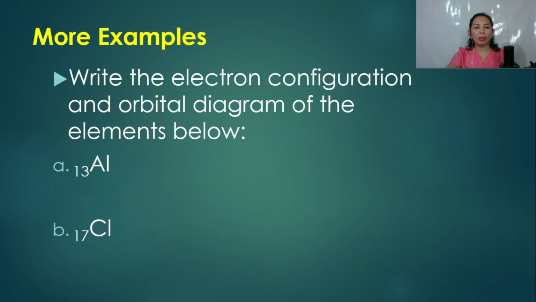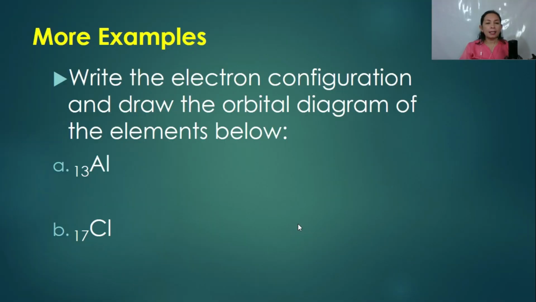Very good. Okay, next. Okay, class, let us try this one. The instruction is to write the electron configuration and draw the orbital diagram of the elements below. So we have here aluminum having 13 electrons and chlorine having 17 electrons. Okay, let us do it.